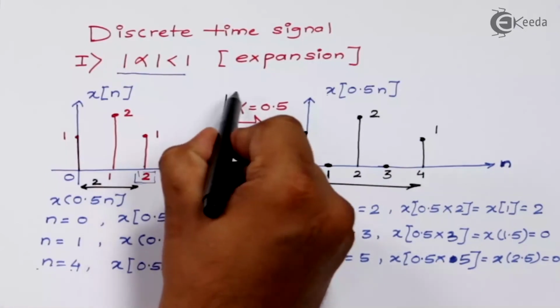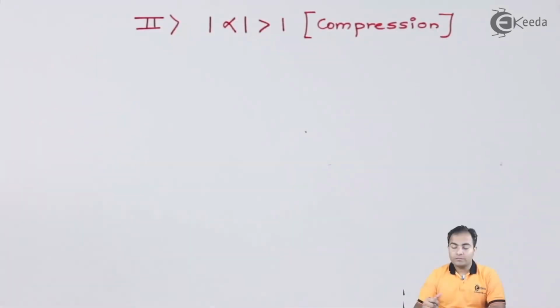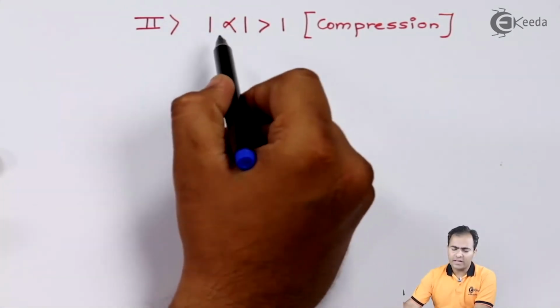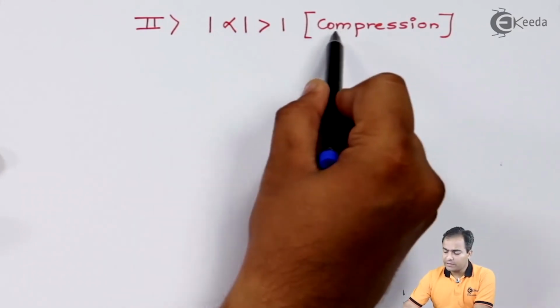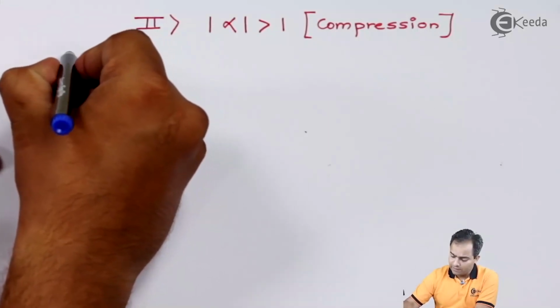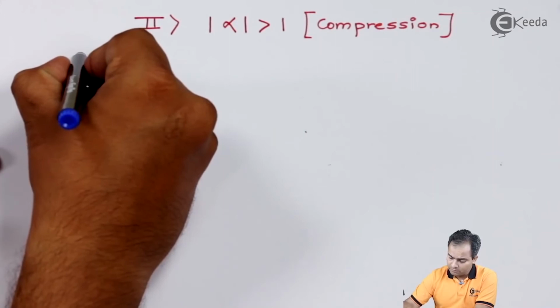So now you can say that expansion of a graph takes place if we choose an alpha value less than 1. Now for the next, if we choose mod of alpha greater than 1, then compression of the signal takes place. So let's take one example of a discrete time signal. We'll choose the previous one actually.